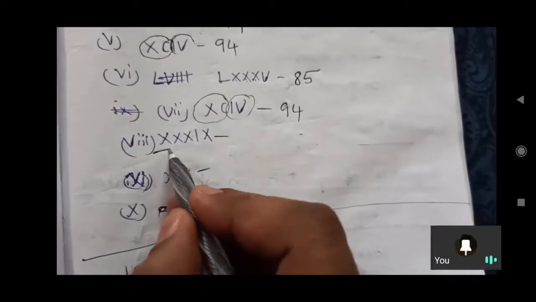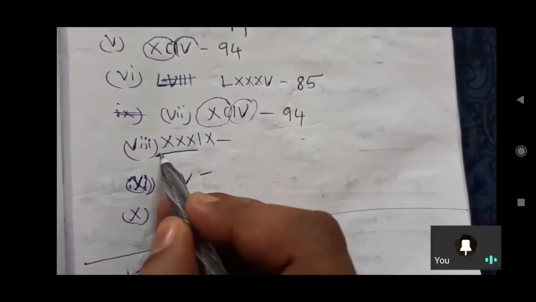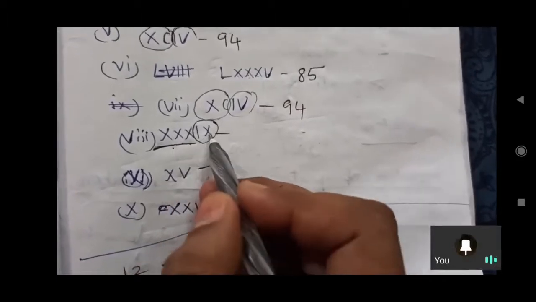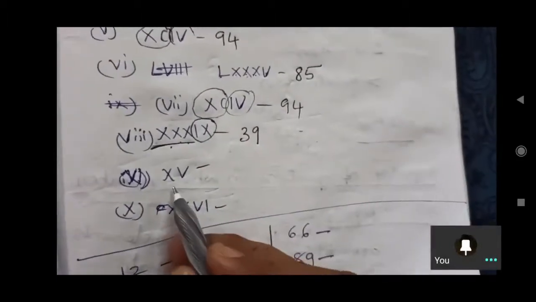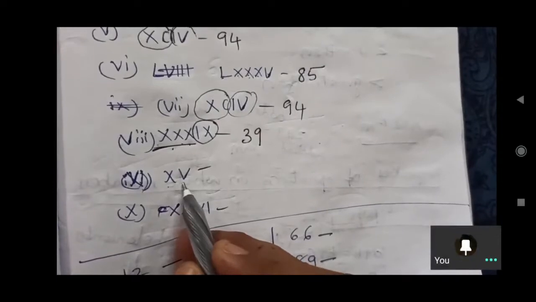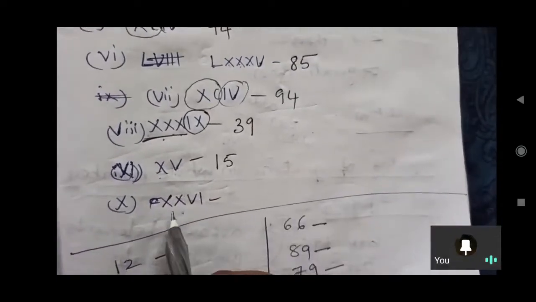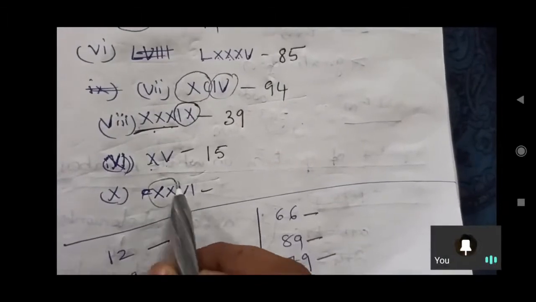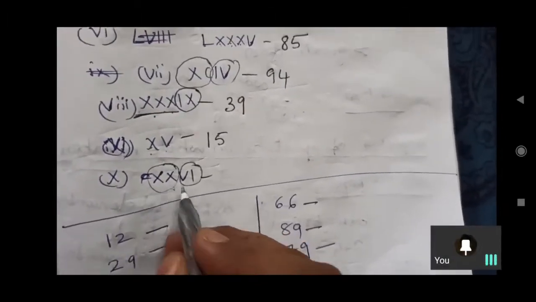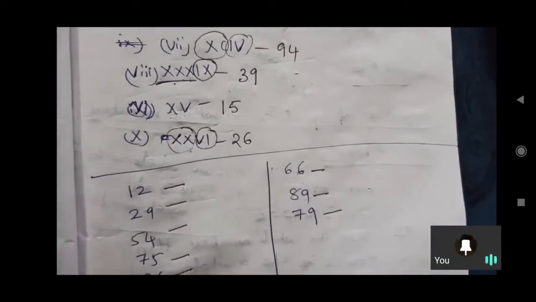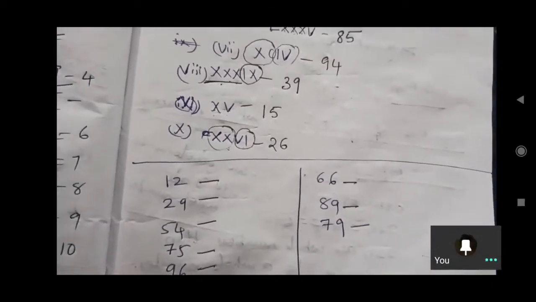This one 30. 3 tens means 30. And this one for 9. 3 tens 39. 39. And 10, 5, 15. Yes, 10 plus 5, 15. This XX means 26. 20, this is for 6. 26 we will get. Okay? Is it okay for you? No problem? Can you do like this?